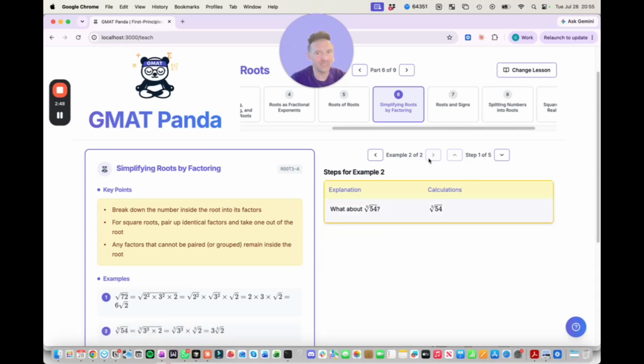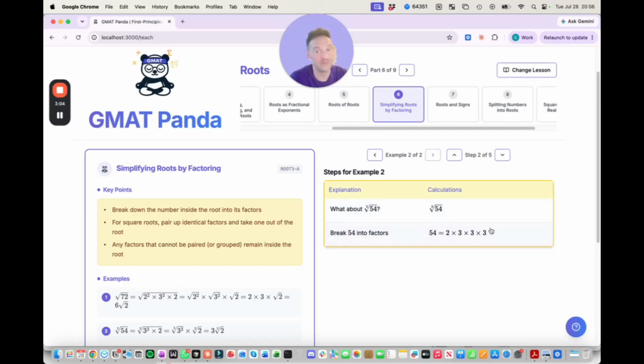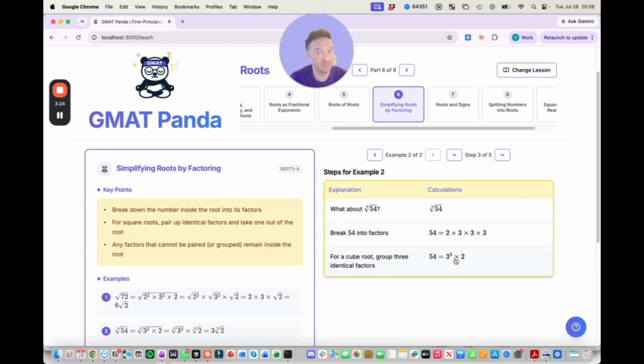So let's do another example. So this time we've got a cubic root, and the number below is 54. Let's start by breaking down 54. So 54 can be written as 9 times 6. That 9 gives us 3 times 3, and the 6 gives us 2 times 3. What we can then do is regroup the 3's together, and we've got 3 of them, but we've only got 1 2.